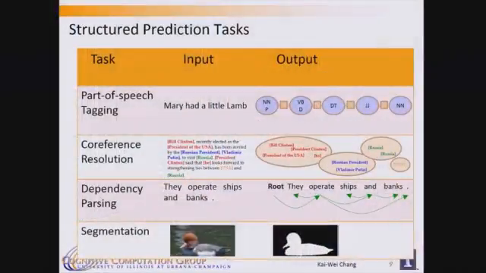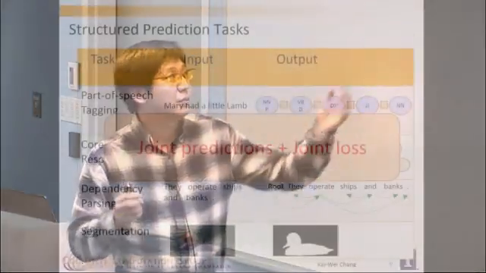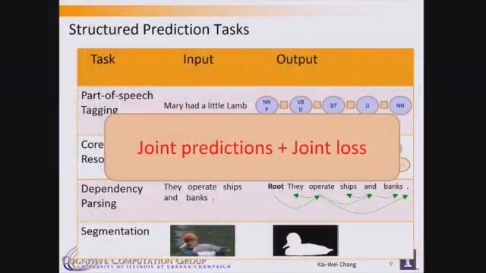So in a structured prediction task, we want to make a joint prediction on a set of output variables and try to consider the joint loss. Usually those interdependencies can be modeled as a structure. For example, in the POS tagging task, the input is a sentence and the output is a linear chain. In coreference resolution, the input is like a paragraph and the output has a clustering structure. Right? And in dependency parsing, the input is also a sentence and the output has a tree structure. And in a segmentation task, the input is like a picture and the output is a set of binary variables representing the segmentation.